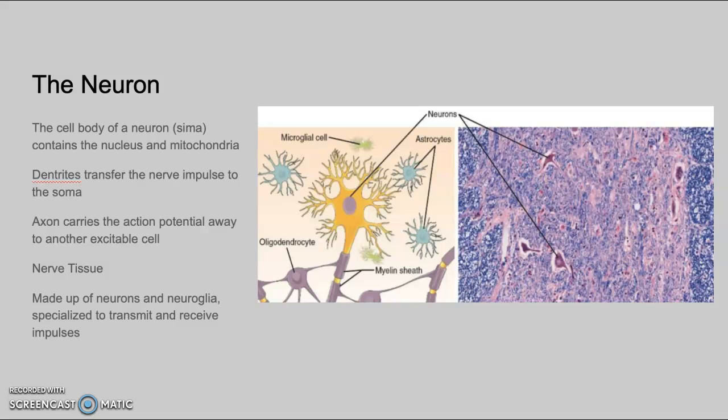Lastly, we have the neuron. It's the cell of the nervous system. It contains the nucleus and the mitochondria, and dendrites transfer the nerve impulses to the soma. Axons carry the action potential away to other cells. Nerve tissue, made up of neurons and neuroglia, can specialize to transmit and receive impulses.